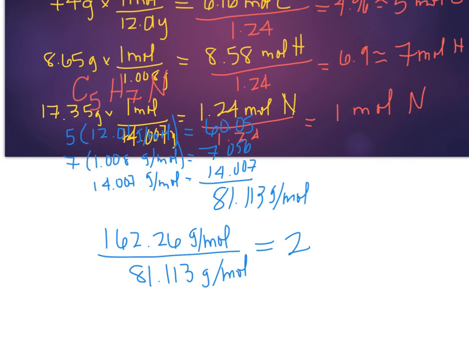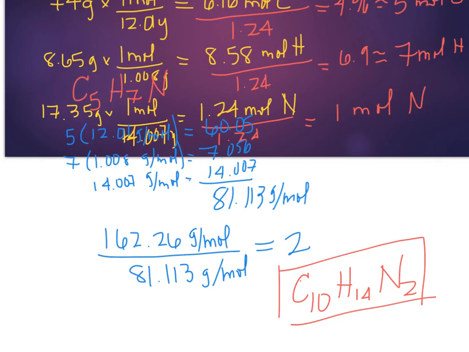So that means I'm going to take my, and I know this got kind of messy, my C5H7N, and I'm going to multiply each one of those coefficients by 2, and that will give us C10H14N2. So this here is our molecular formula.